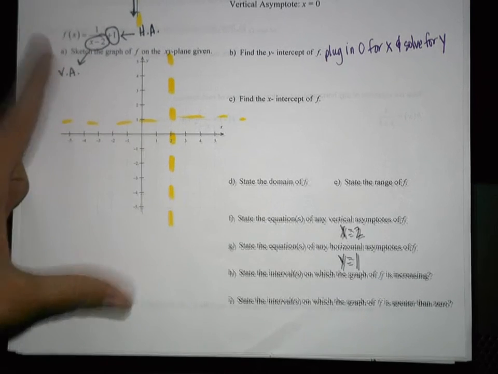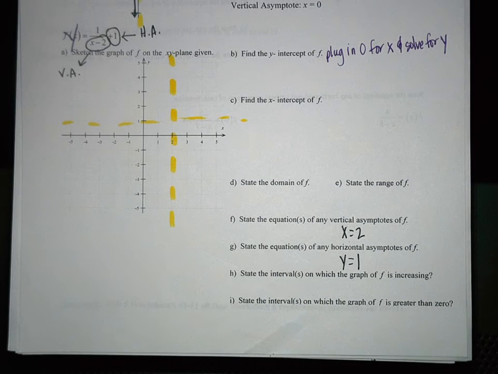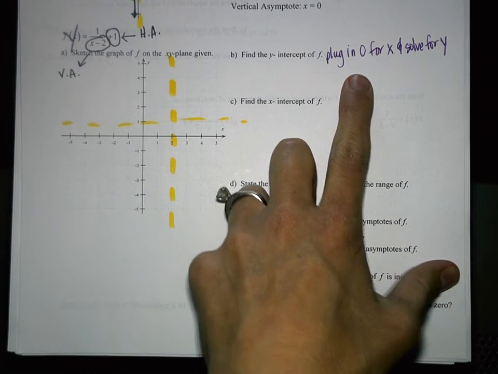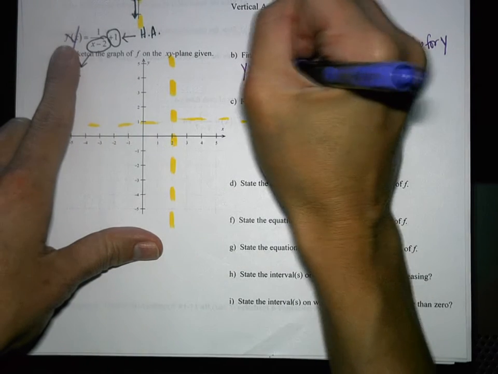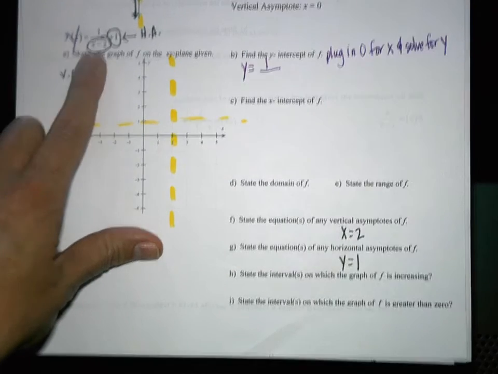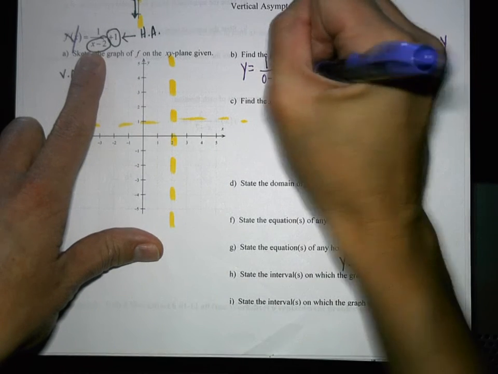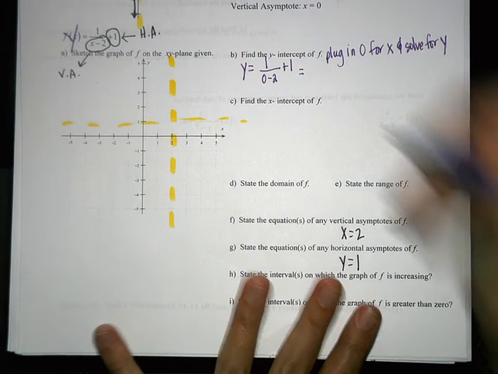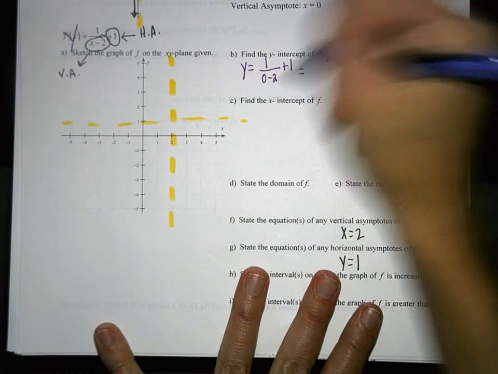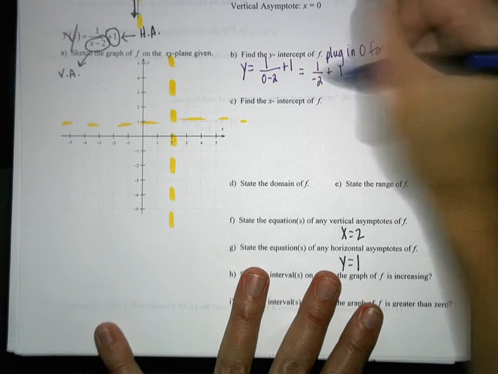So Y-intercept. If you look back at this equation, f of x is the same thing as writing a y. So we're going to plug in 0 for x and solve for y. So we're going to rewrite this equation. Y equals 1 over, but instead of writing x, I'm going to write a 0, 0 minus 2, plus 1. And we're going to simplify it. Okay, and so what is 0 minus 2? Negative 2. So we have negative 1/2 plus 1.